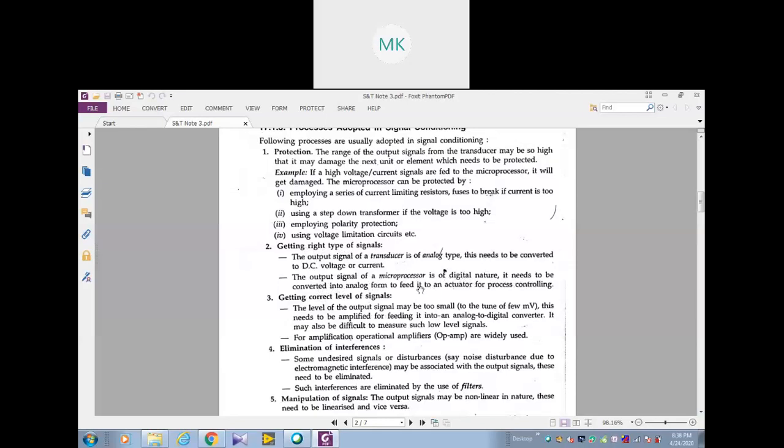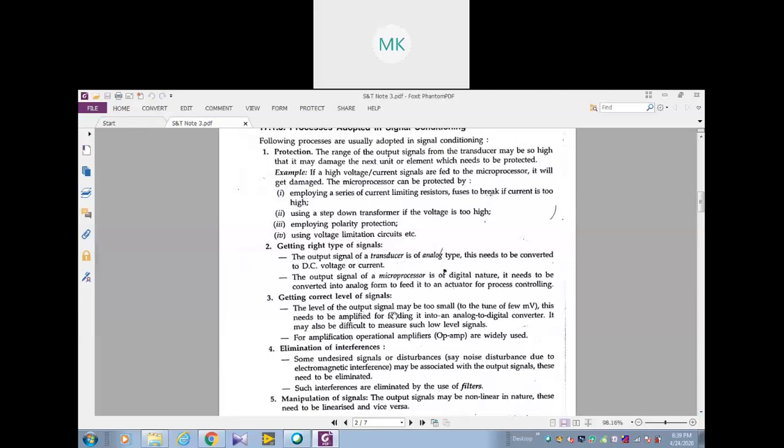It needs to be converted into analog form to feed it to an actuator for processing control. So, digital to analog converter. Okay, this is getting the right type of signals, converting AC into DC, DC into AC, like that. Now, getting the correct level of signal.